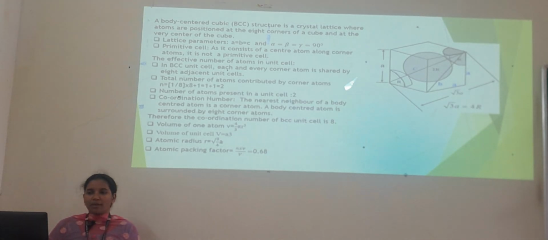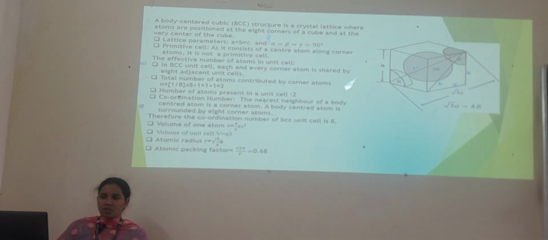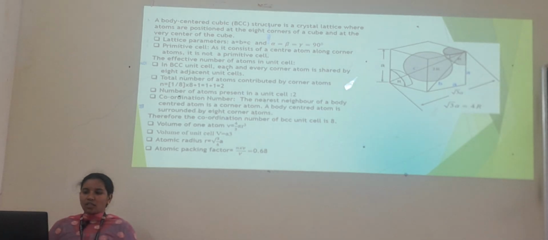So the total number of atoms contributed by corner atoms is 1, plus the center atom, and the number of atoms present in a unit cell is 2. Coordination number: the nearest neighbors of the body centered atom are the corner atoms. So it is surrounded by 8 corner atoms. That's why the coordination number is 8.